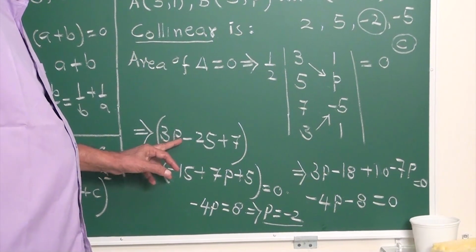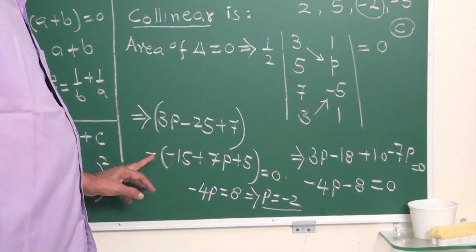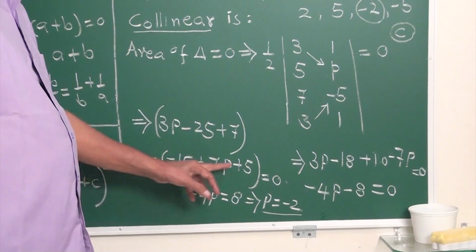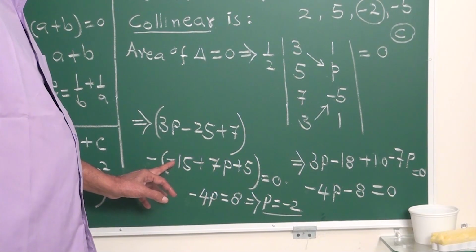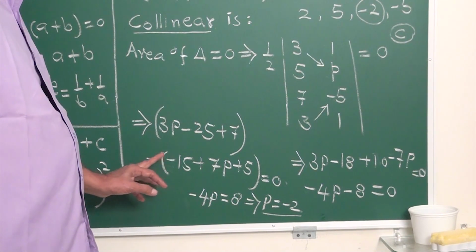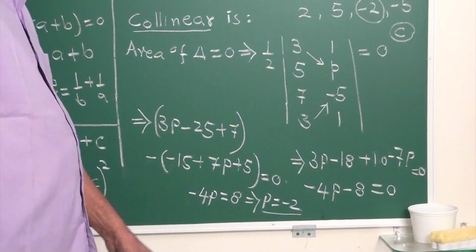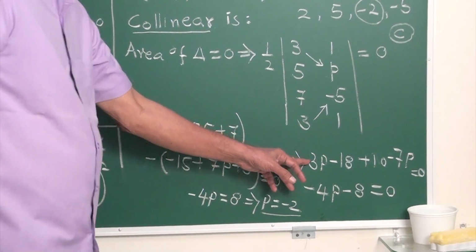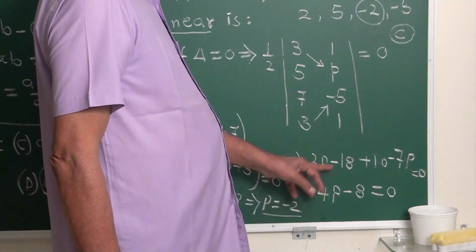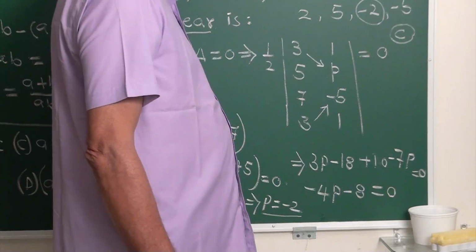This is 3P minus 18 minus. Minus 15 plus 5 is minus 10. Minus with minus is plus 10. Minus with plus 7P is minus 7P equal to 0. So this is 3 minus 7, which means minus 4P minus 8 equal to 0.